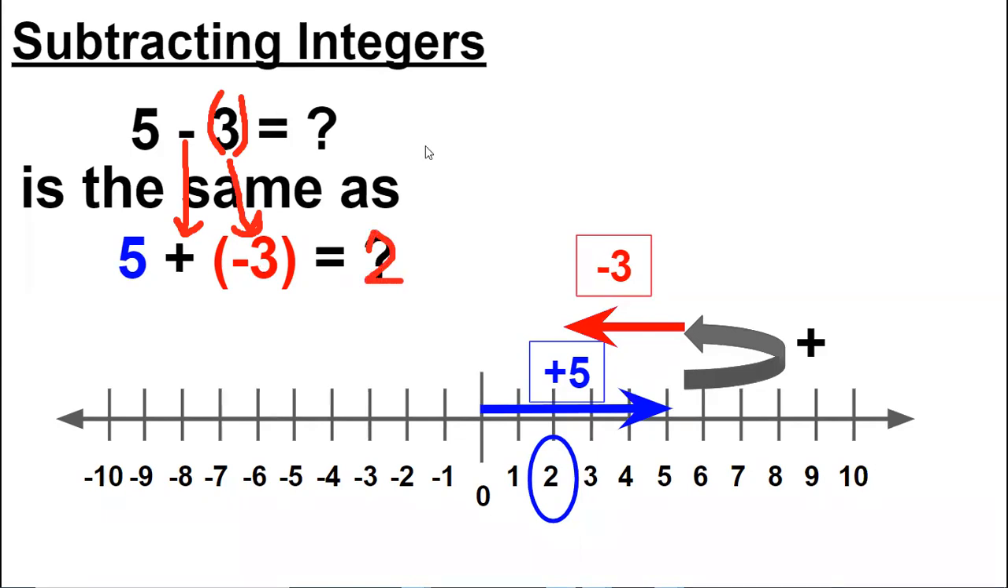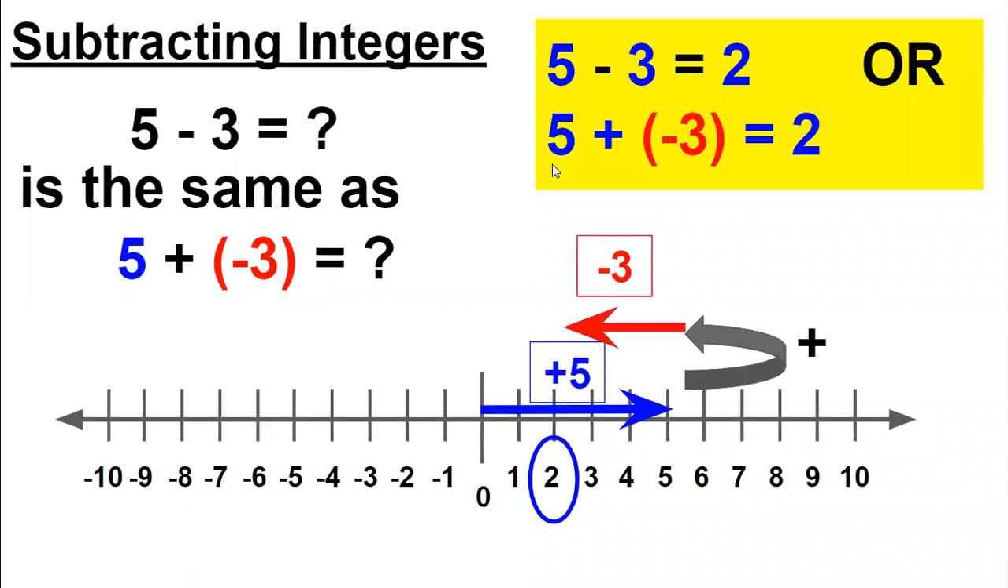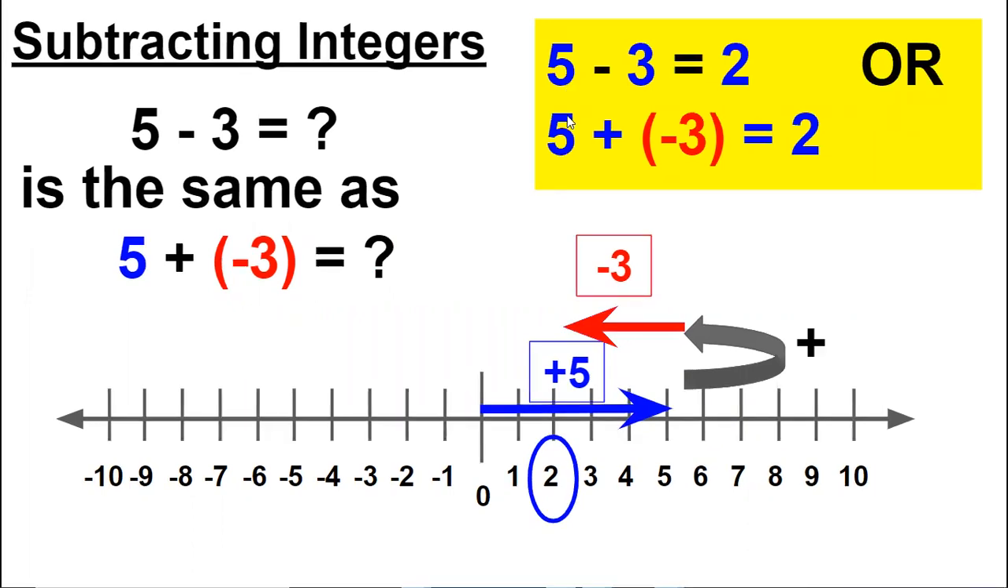So 5 minus 3 is equal to 2, or you could say 5 plus negative 3 equals 2. And I would strongly suggest changing the subtraction equation to an addition equation when you're dealing with certain types of integers. 5 minus 3 is pretty easy. You can just know that's 2 in your head. But when you start getting negatives and positives all mixed together, it's easier to change it to an addition equation.